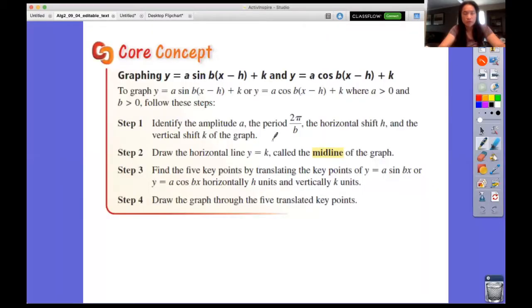Okay, let's go back to the core concept on page 488. I'm going to point out a few things to you. The midline is the vertical translation, up and down. This K part, you're very familiar with it. Usually most kids do really well. Remember, if K is positive, it moves up. If K is negative, it moves down.